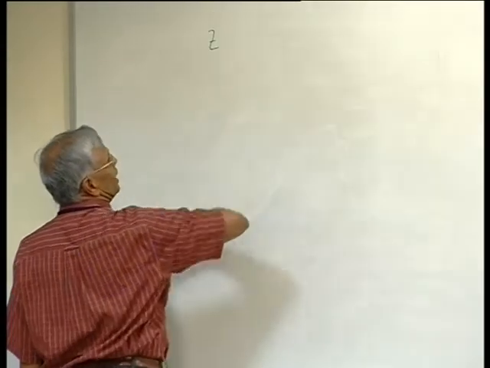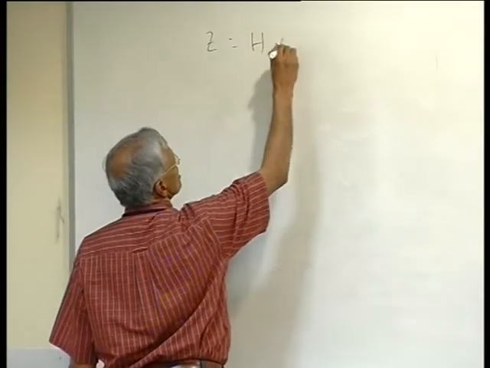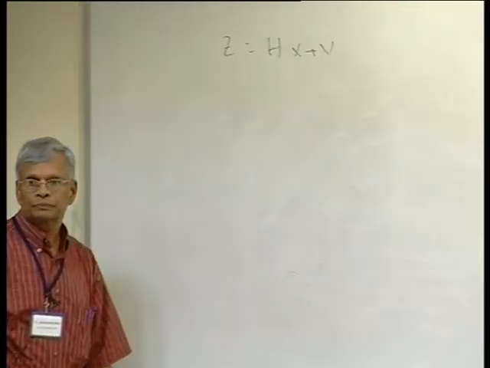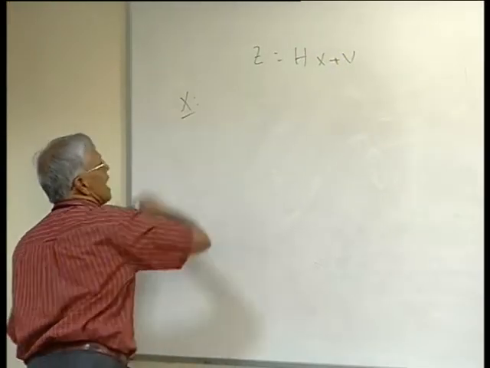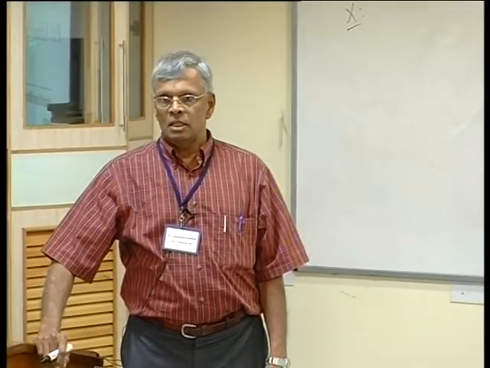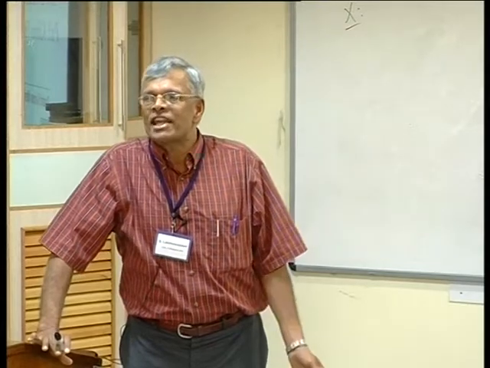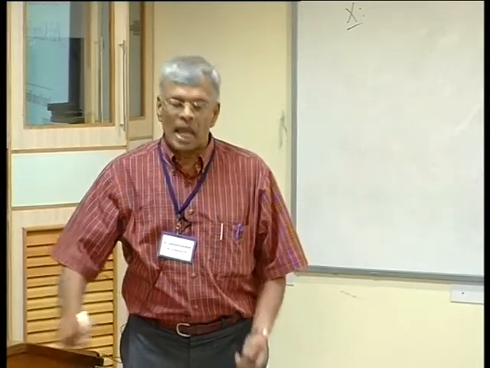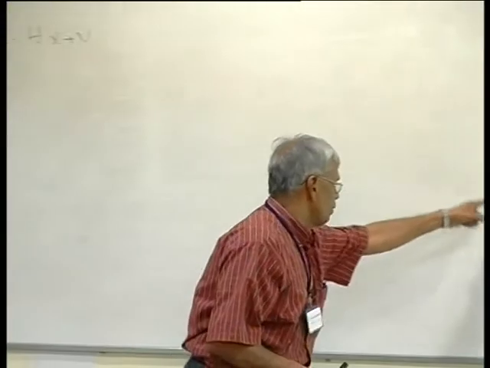Let us come back to our old notation. Z is equal to hx plus v. X is an unknown. I have information about x in the form of z. I would like to have a linear estimator. Okay, before I go further, I would like to tell one more extension of this Gauss-Markov theorem.